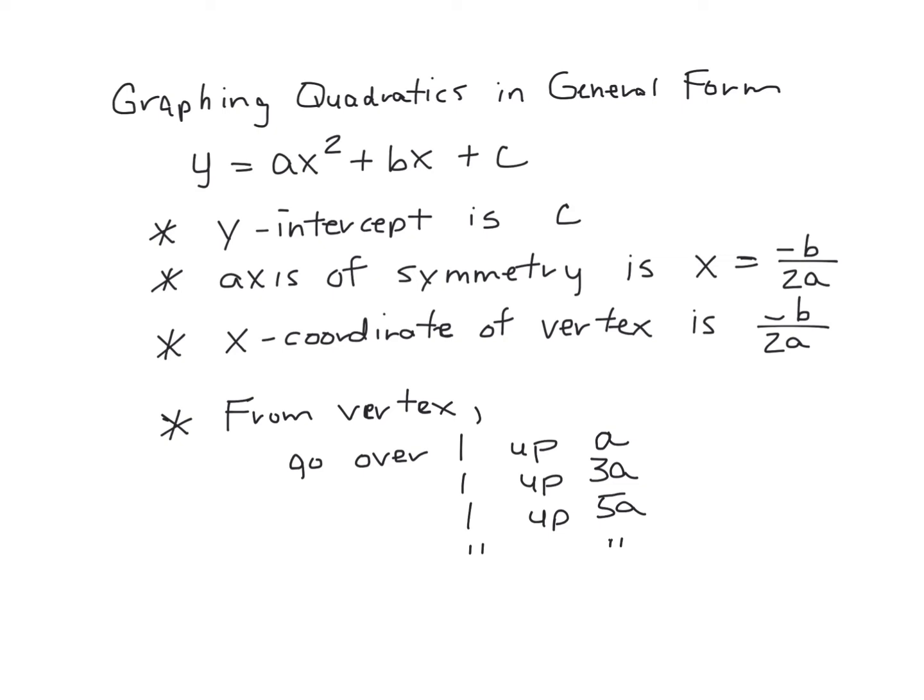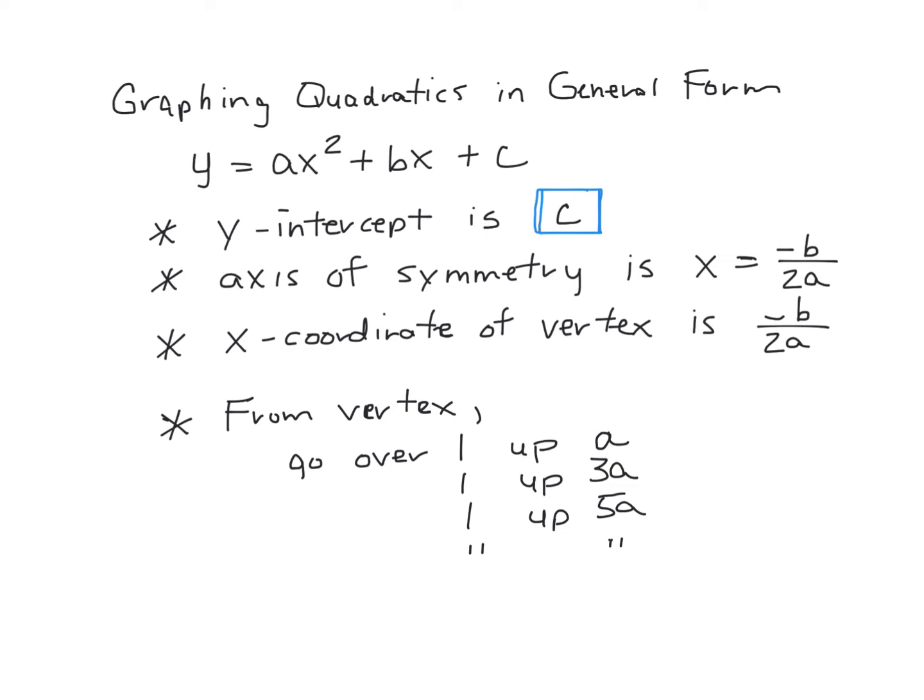Now, graphing quadratics in general form. So general form is y equals ax squared plus bx plus c. Some important parts about this is the y-intercept is c. So the parabola will cross the y-axis at the constant, which is the c value. The axis of symmetry, the line that runs right down the middle of it, it's a vertical line, so it's x equals negative b over 2a.